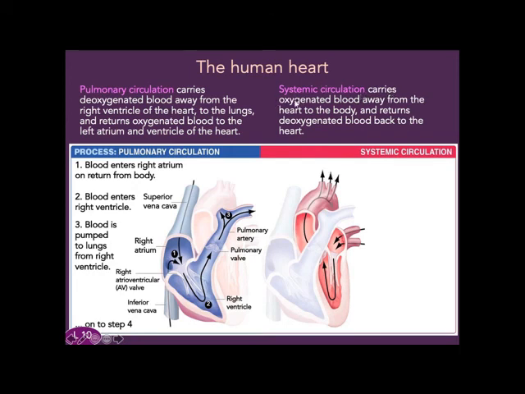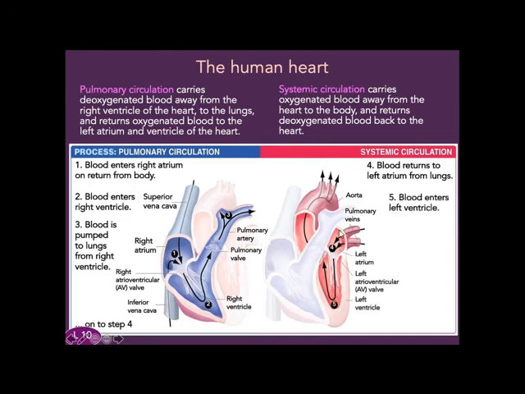Okay, now we go on to step 4, and we enter the systemic circulation system. This is the process that carries oxygenated blood away from the heart to the body and returns deoxygenated blood back to the heart. Okay, step 4. All right, so when we left off, we had blood going to the lungs, right? Okay, blood went to the lungs, and it's returning to the left atrium from the lungs. So here's the atrium, the left atrium, okay? It's coming from the pulmonary veins here, so it's coming back from the lungs.